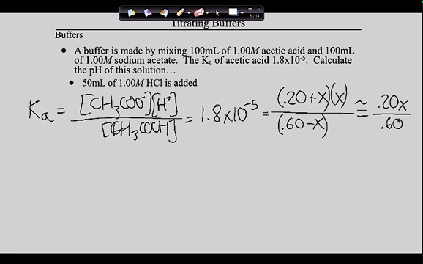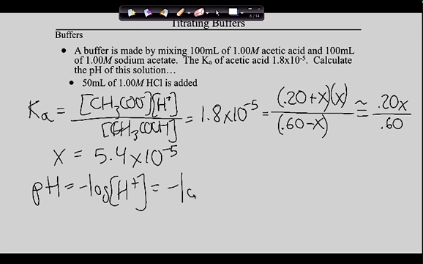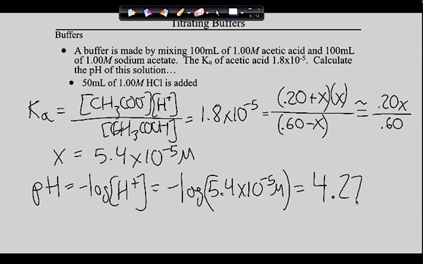And now we do the math: 1.8 times 10 to the negative fifth times 0.6 divided by 0.2. So x is then equal to, I get 5.4 times 10 to the negative fifth. You buy that? Is that okay? Then guys, pH is equal to the negative log of hydrogen ion, which is the negative log of 5.4 times 10 to the negative fifth molar. So we take the negative log of that, change the sign, and I get 4.27. Did I do something wrong? Am I okay?